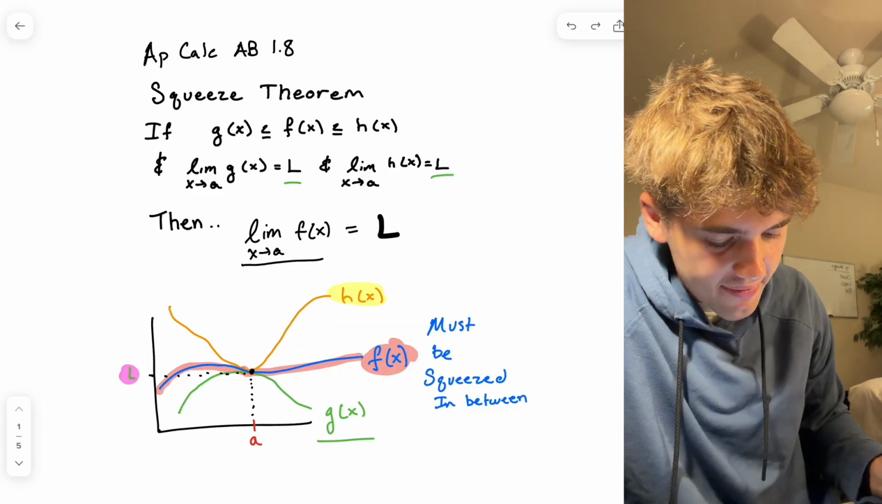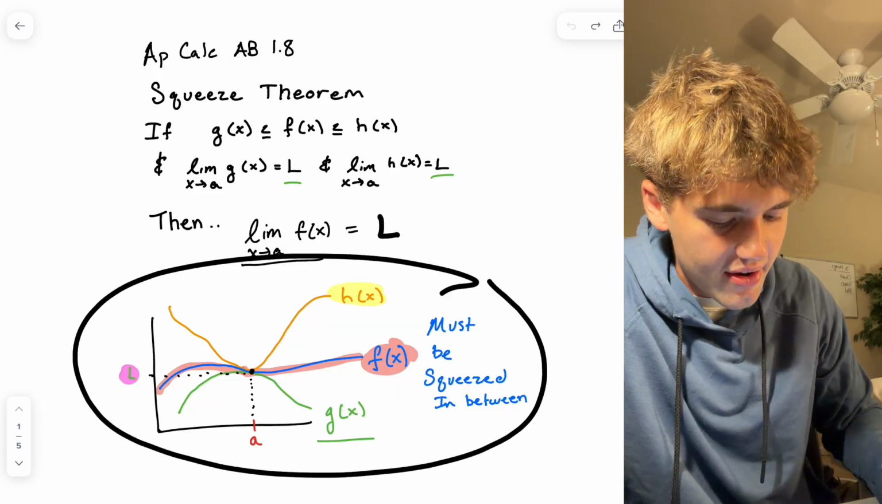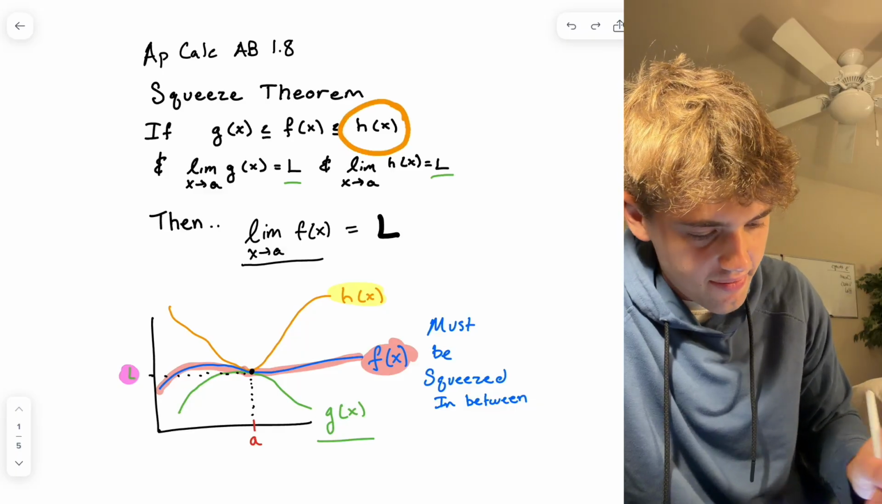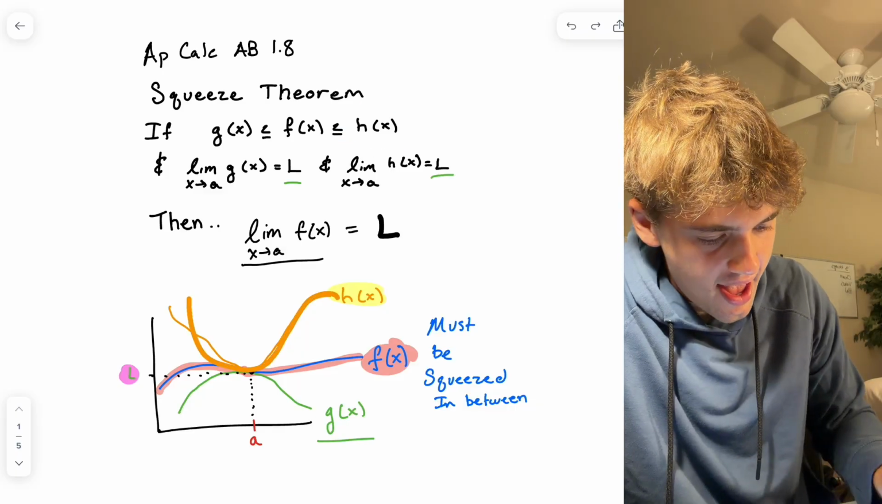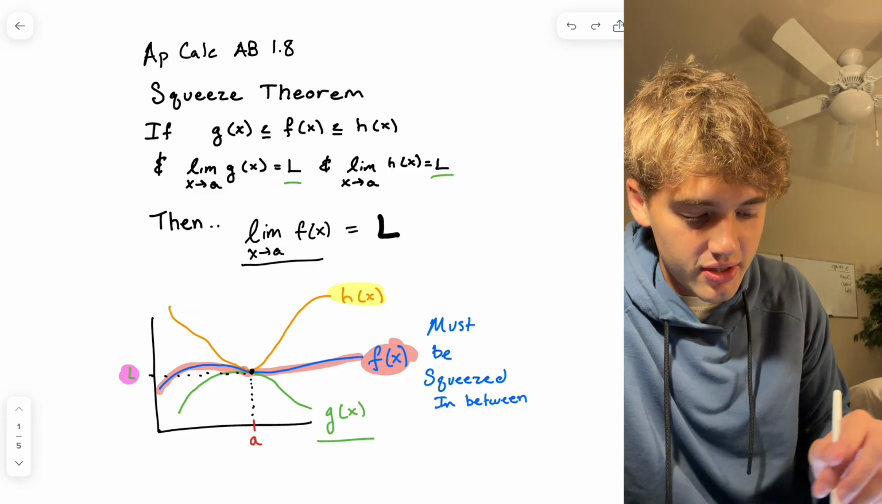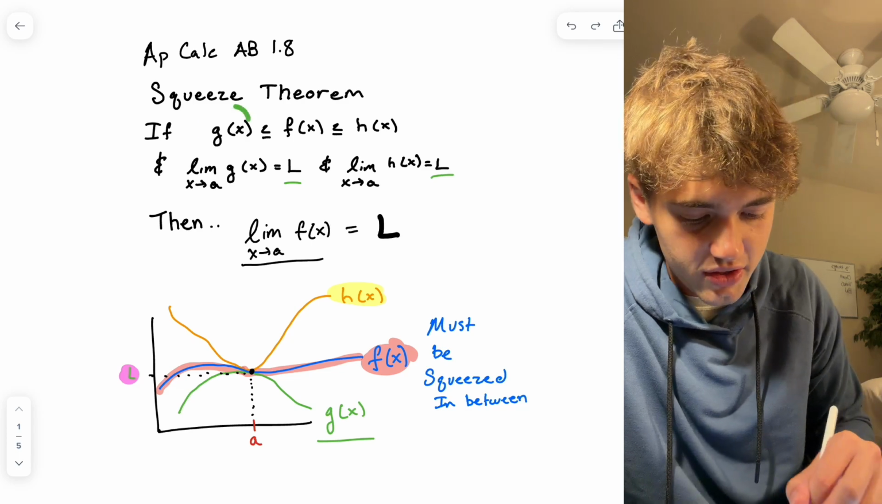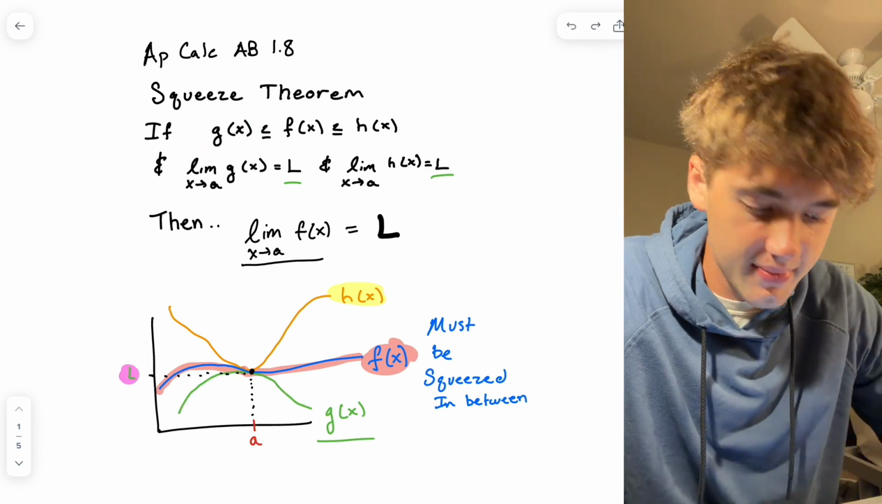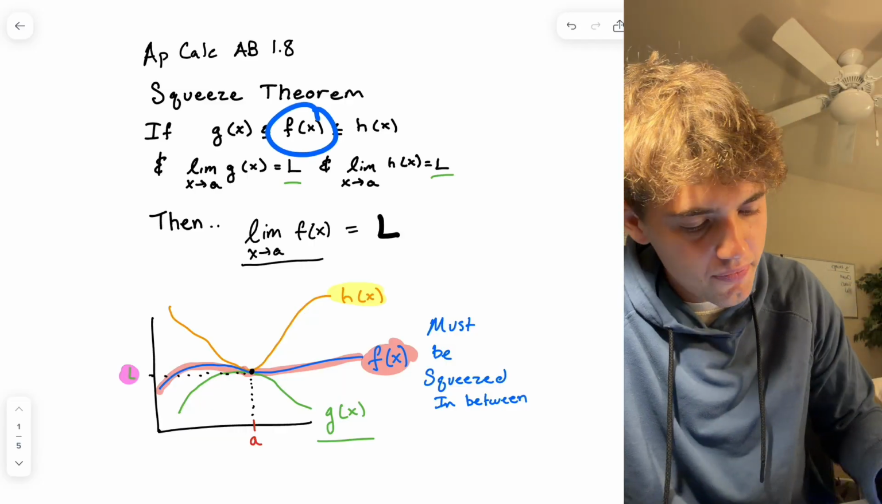And this is what we have here in this little diagram. Let's say g of x is this orange function that we have right here drawn out. And we also have the green function. h of x is the orange function, and g of x is the green function. And let's say f of x is this blue function.